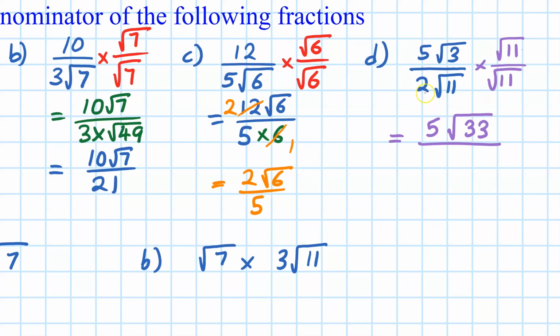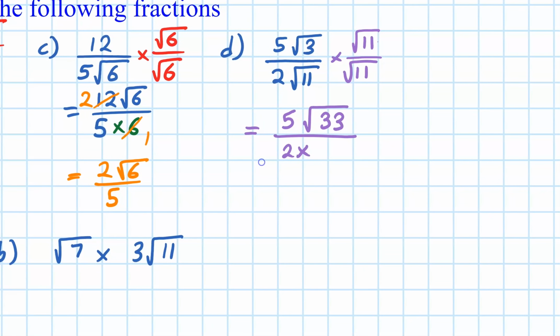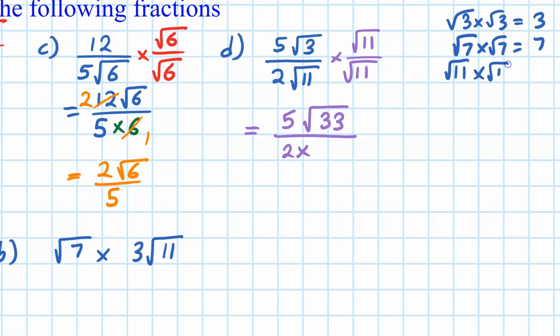The next one, 2 times, what is 11 times 11? Well, if it is root 11 times root 11, let's have a look at what we've seen so far. Root 3 times root 3, root 9, 3. Root 7 times root 7, root 49, 7. Then what is root 11 times root 11? Has to be 11, isn't it? Therefore 11. Therefore the final answer here we get is 5 root 33 on 22.